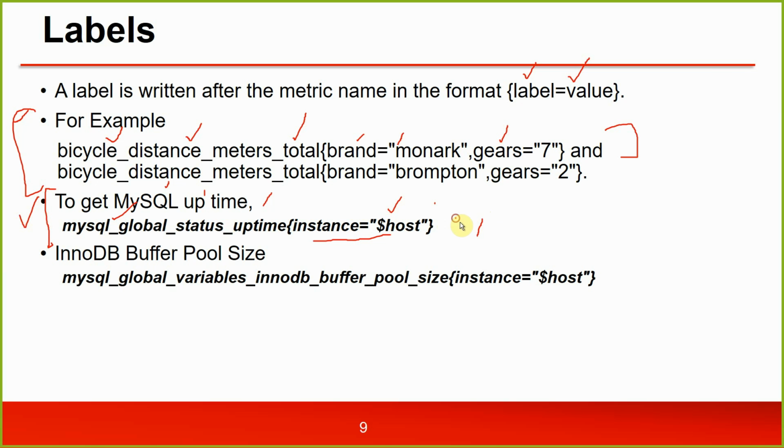Similarly, if I put the square bracket and 5 minutes, that will give me the range of values in the last 5 minutes, so how the uptime is. If it is a counter, I'll see only the counter, I'll not see the range selector. InnoDB buffer pool size: mysql_global_variables_innodb_buffer_pool_size, instance is host. That will give me the InnoDB buffer pool size for my MySQL data if I'm querying it, and we'll be doing that MySQL example also in Grafana.